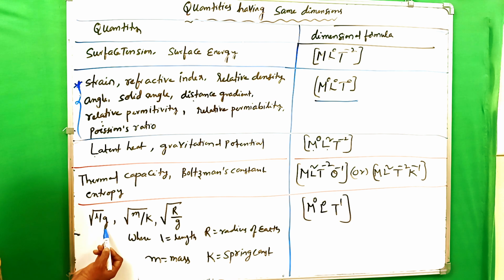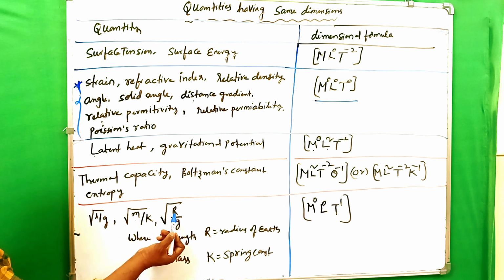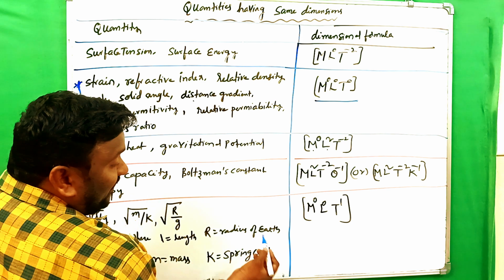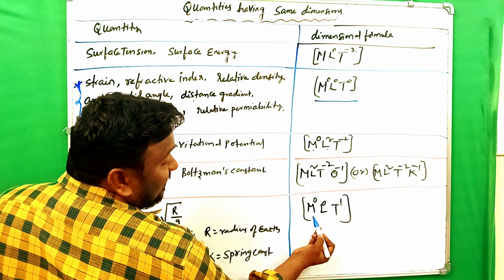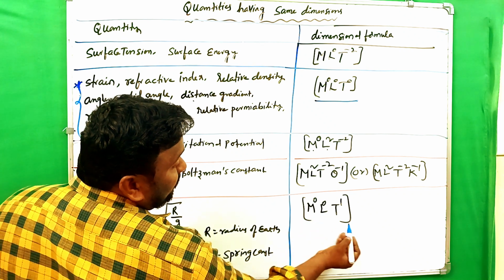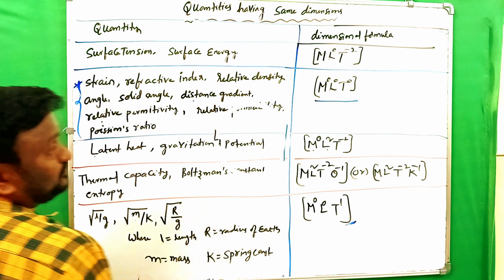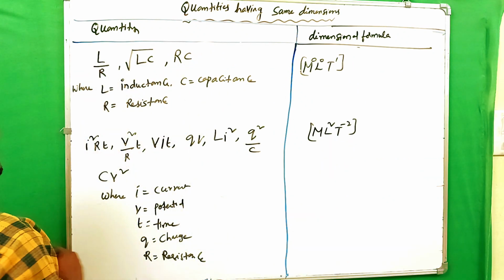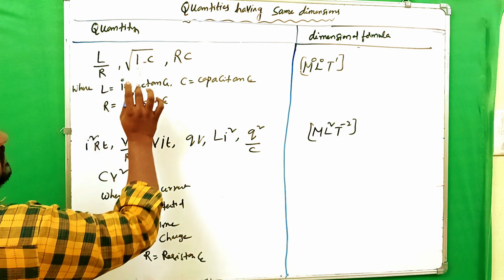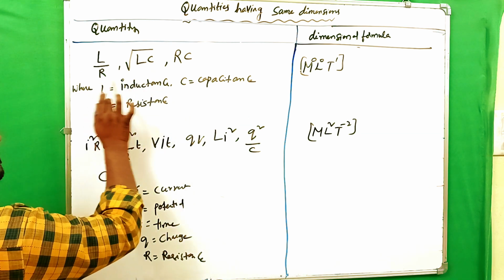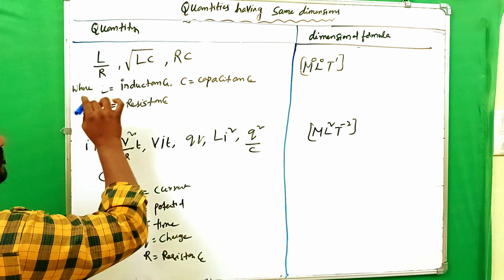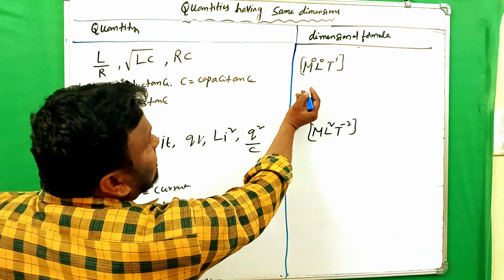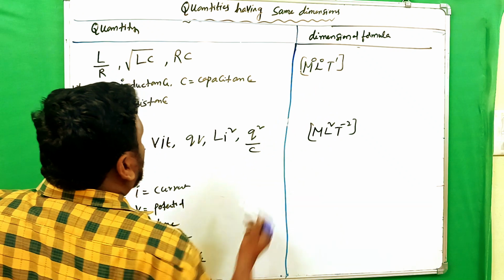L is the length, G is the acceleration due to gravity, m is the mass, K is the spring constant, and R is the radius of the earth. So these all have the same dimension formula, that is M to the power of 0, L to the power of 0, T to the power of 1. Clear? Here L by R, root LC, RC, where L is the inductance, R is the resistance, and C is the capacitance. When we have this type of formula, then the dimension formula is M to the power of 0, L to the power of 0, T to the power of 1.